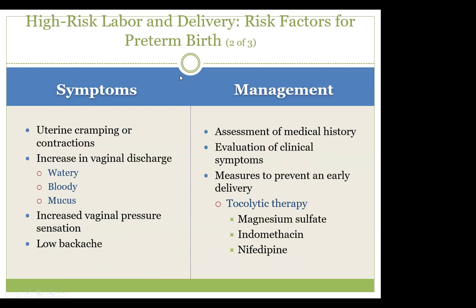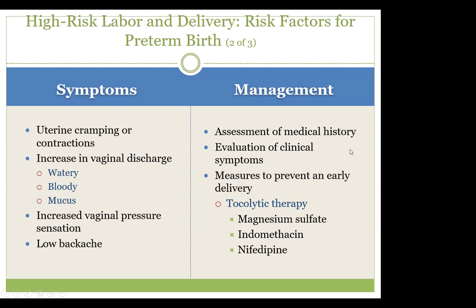Some symptoms of preterm birth, obviously uterine cramping or contractions, increase in vaginal discharge, whether it's watery, bloody, or a mucus plug, increased vaginal pressure and sensation, and low backache. Often preterm labor, like when moms are having back pain, like back pain is normal in pregnancy. Like I can tell you, back pain, I have chronic back pain anyways, but then pregnancy always makes it worse because your body's changing and your weight distribution's off. But if they're having a low backache and it's constant and continual, or it's actually present and then absent and then present, well, that's a contraction. Okay, so that's a symptom of preterm labor.